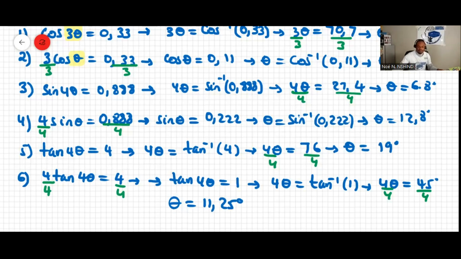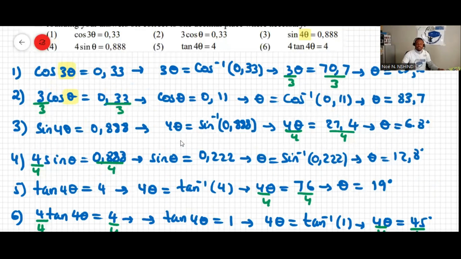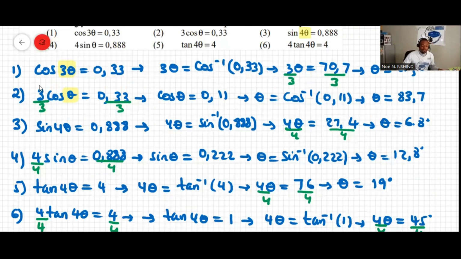So to recap, when solving trigonometric equations, if there is a coefficient in front of the ratio, first get rid of it. When you solve simple equations, get rid of the coefficients, and then solve. Also remember, we need to take the whole angle into account. Like in this case, we say 3 theta equals this, and then we divide by 3 to get the value of theta. Okay, thank you.